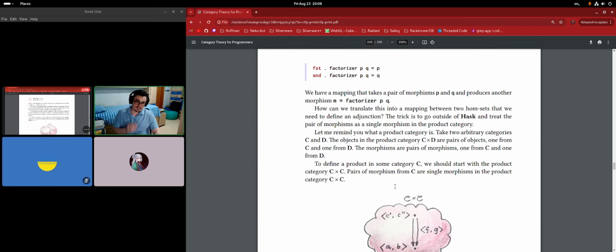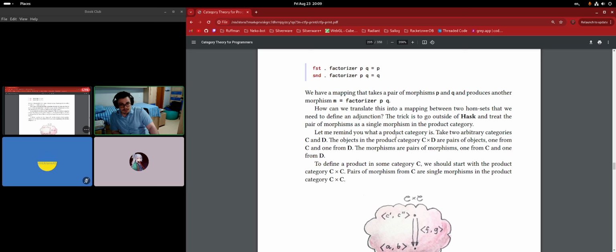How can I translate this into a mapping between two hom sets that we need to define in an adjunction? The trick is to go outside of the Hask category and treat the pair of morphisms as a single morphism in the product category. So we're going to start talking about pairs. So Cartesian products, basically.